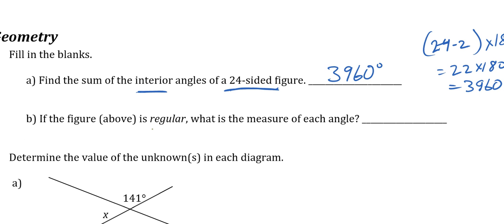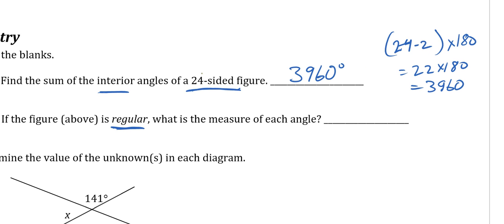If the figure above is regular, what does that mean? That means all the angles are exactly the same. What's the measure of each angle? So now I go back to the 24, okay, and I do that total, which is 3960, divided by 24. Because if they're all the same and there's 24 of them, then I divide by 24 to figure out what one is, and it works out to exactly 165 degrees. So if you had a regular shape that was 24 sides, you'd have 24 angles of 165 degrees.